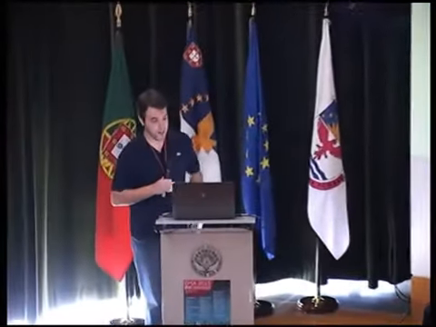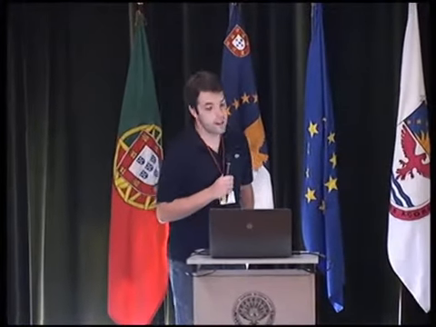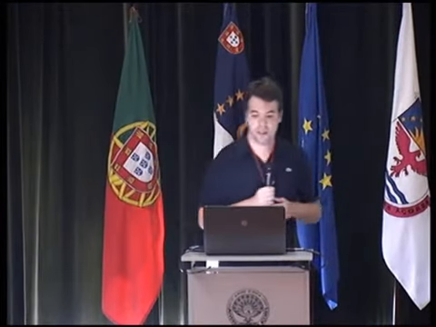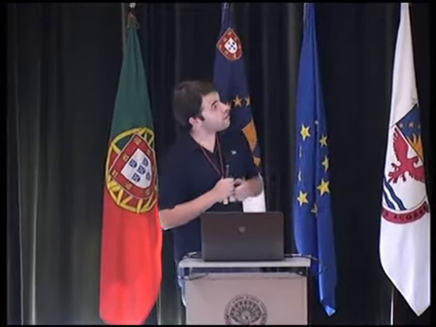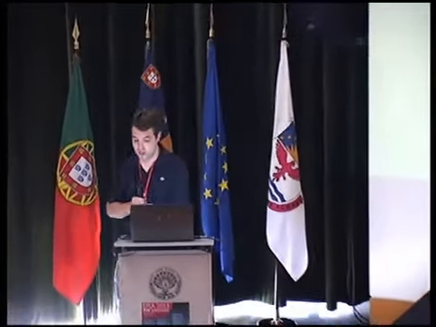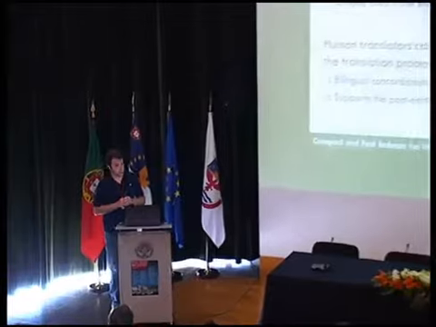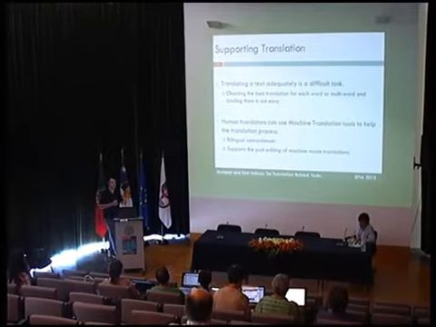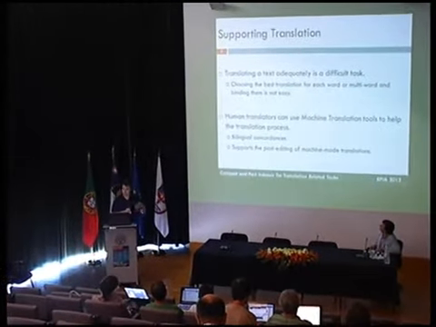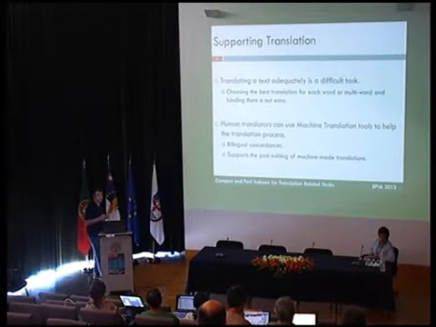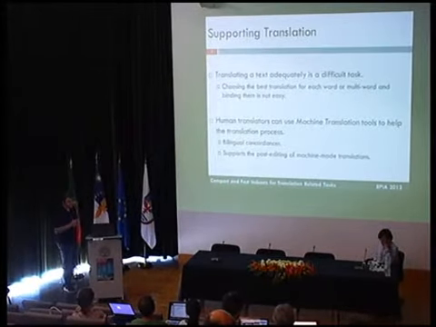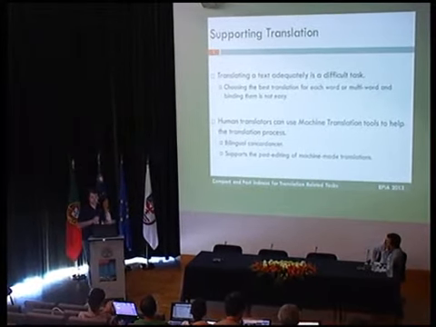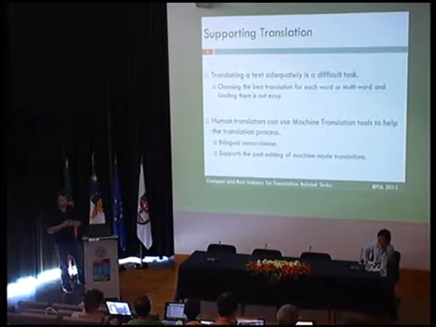Good afternoon, everyone. I'm here to present a work based on using and studying compact or compressed text indexes, and fast ones, for translation-related tasks. Well, translating a text is a difficult task because choosing the best translation for each word or multi-word and binding them is not easy. So human translators who have this difficult task in hands can use machine translation tools to help in this translation process.